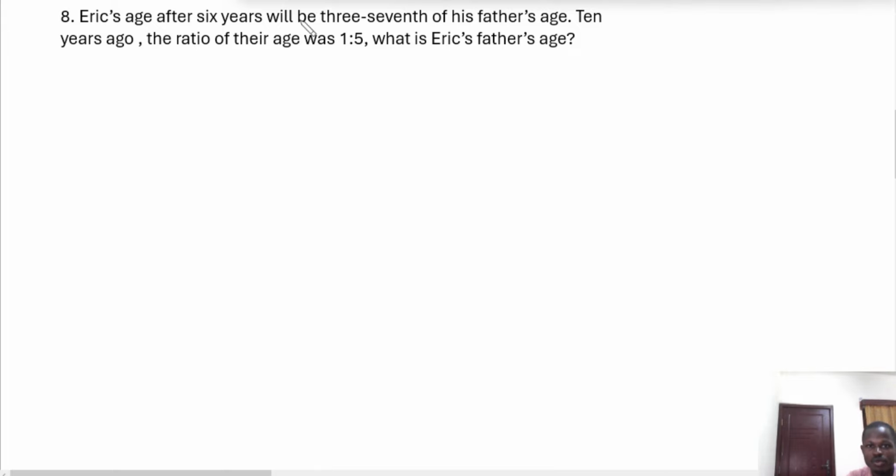So let's read out this question. Eric's age after 6 years will be 3/7 of his father's age. 10 years ago, the ratio of the ages was 1:5. What is Eric's father's age? So we have to find Eric's father's age. And we know Eric's age after 6 years will be 3/7 of his father's age. So we have 3 instances: 6 years after, and 10 years ago, but we don't know the present ages of Eric and his father. So we're going to analyze this carefully.